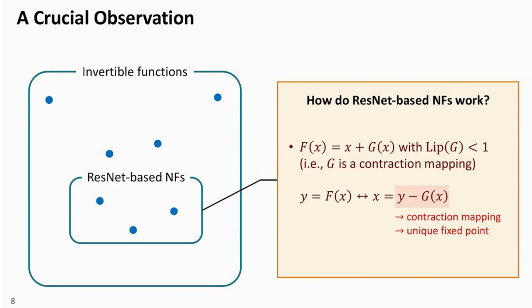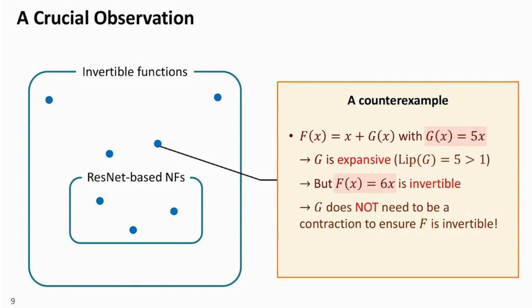But how? To get some intuition, let's review residual-based NFs in 1D. As residuals, they take the form f(x) equals x plus g(x), but g should be a contraction mapping to ensure f is invertible by applying the Banach fixed point theorem on the right-hand side shown in red for each y. However, notice that f can be invertible when g is not a contraction. If g(x) equals 5x, g is expansive, but f(x) equals 6x is invertible.